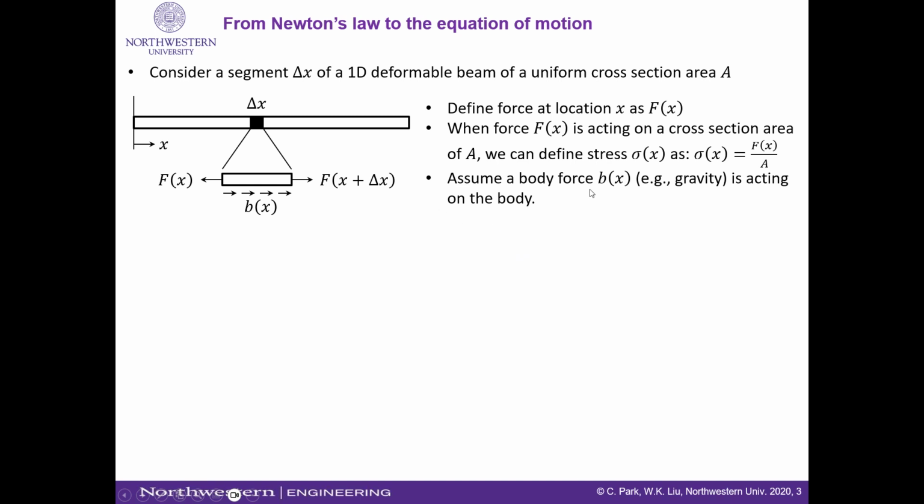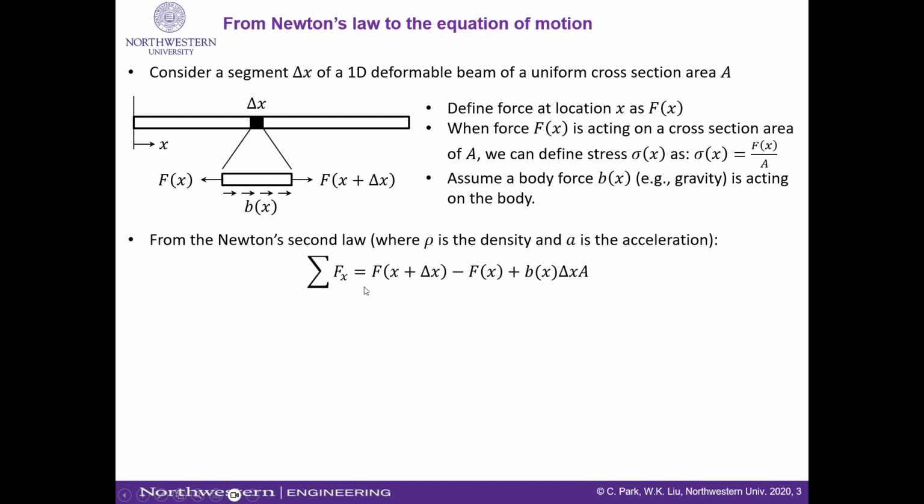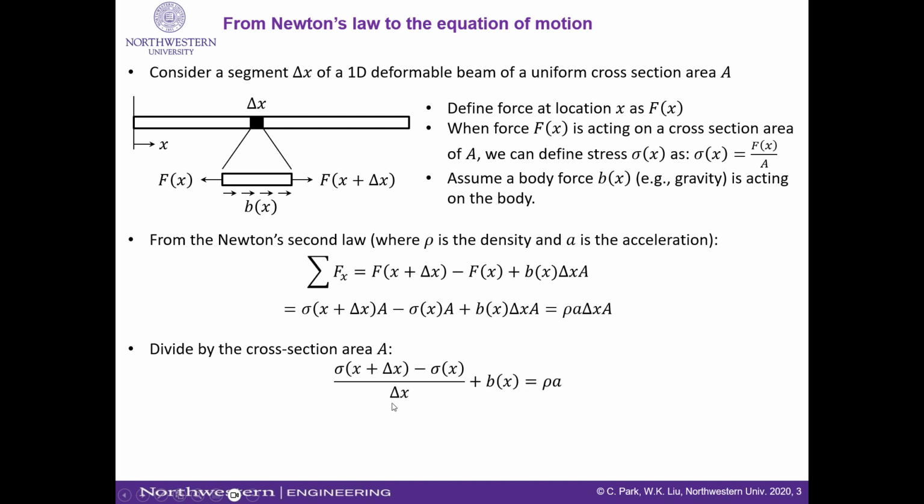And there's also another type of force, which is called the body force. You can think of it as gravity acting on the body. From Newton's second law, where rho is density and a is acceleration, we can do the summation of the forces along the x-axis. You can rearrange this and divide by the cross-section area A. Now you have this equation. And if you take delta x to 0, then you'll have this differential equation.